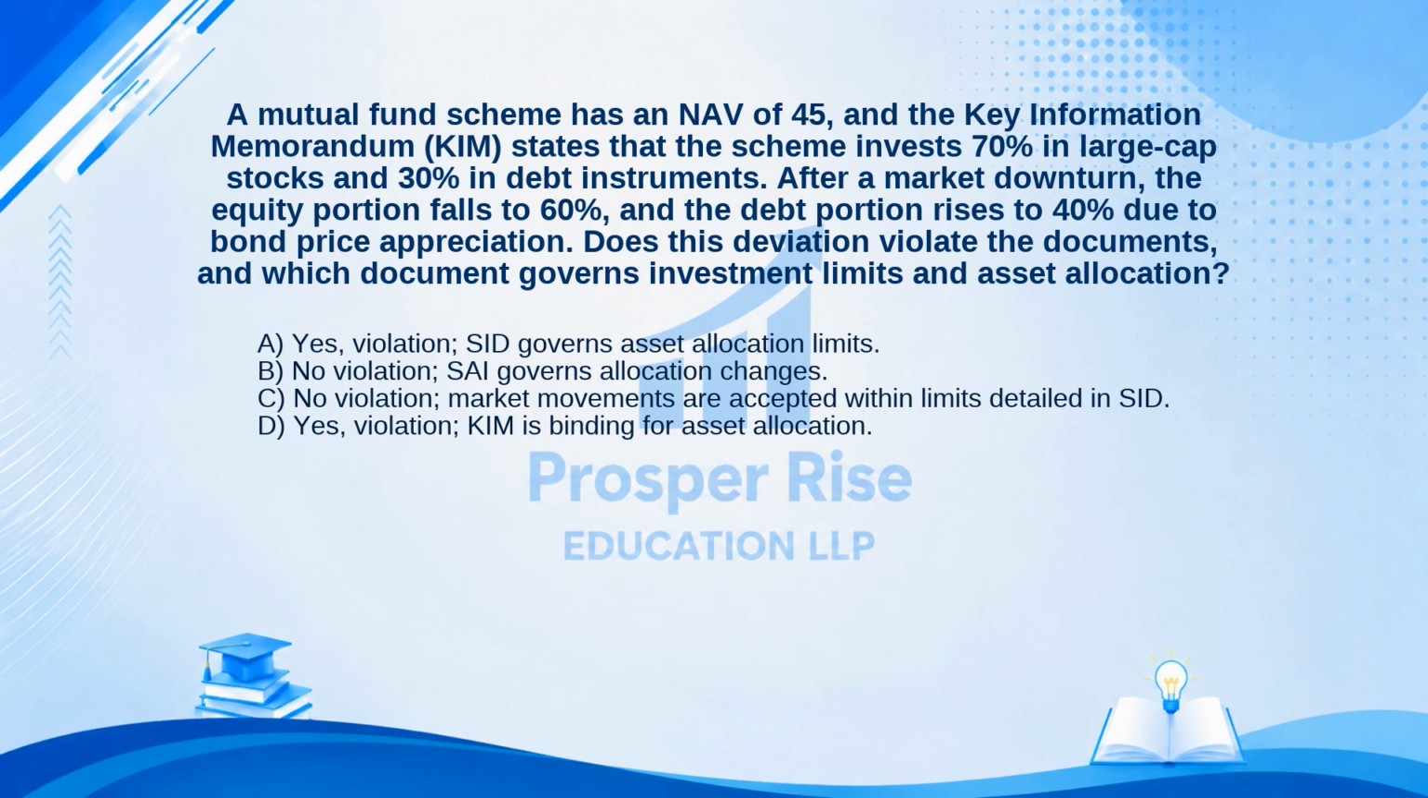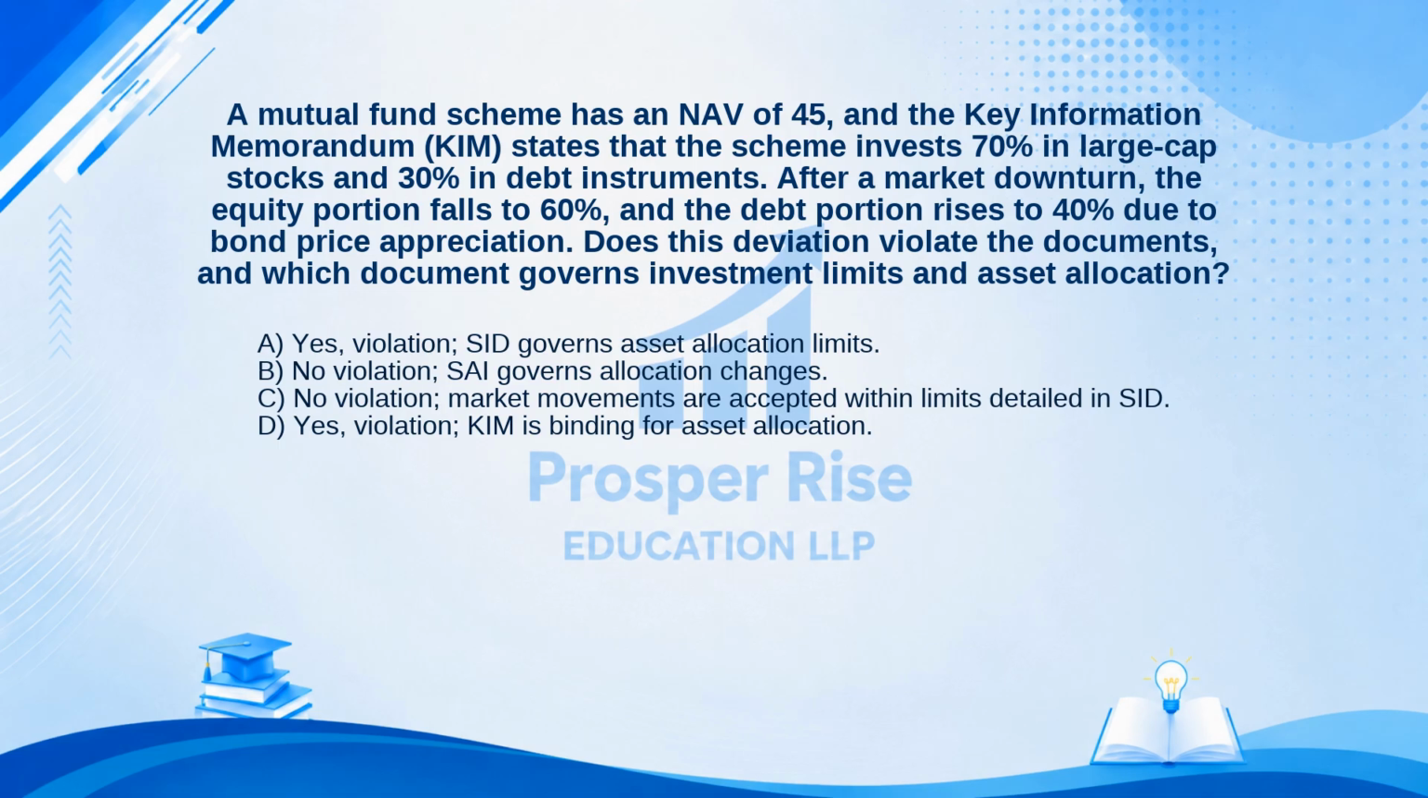SAI governs allocation changes. C. No violation. Market movements are accepted within limits detailed in SID. Or D. Yes, violation. KIM is binding for asset allocation. Take a moment to pause the video and decide.